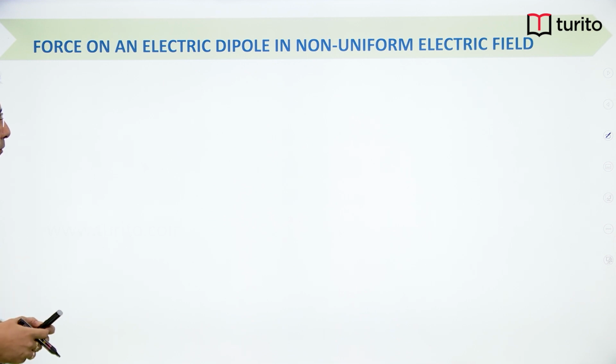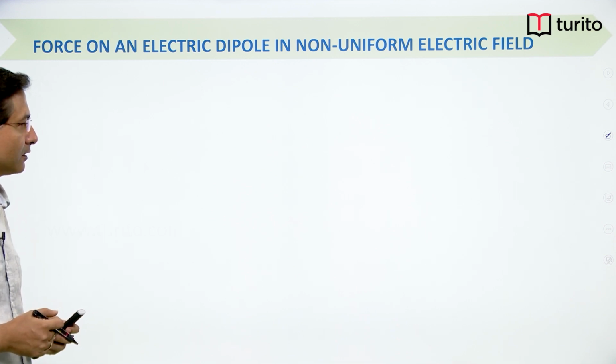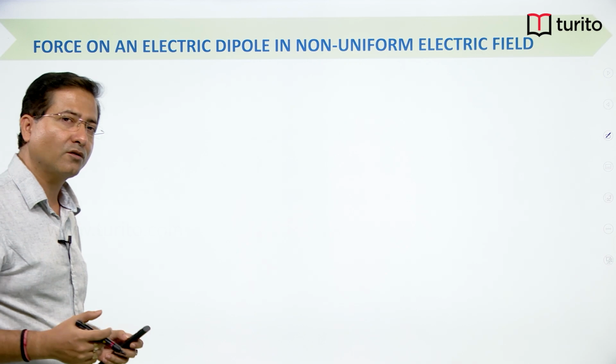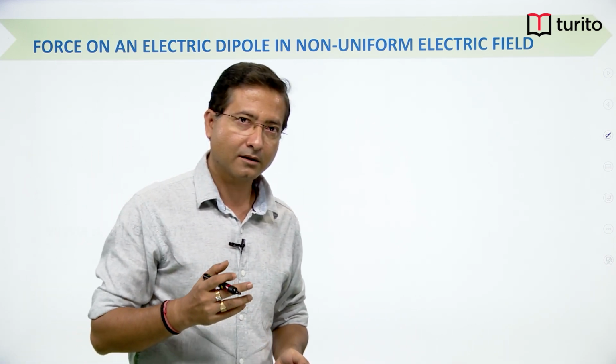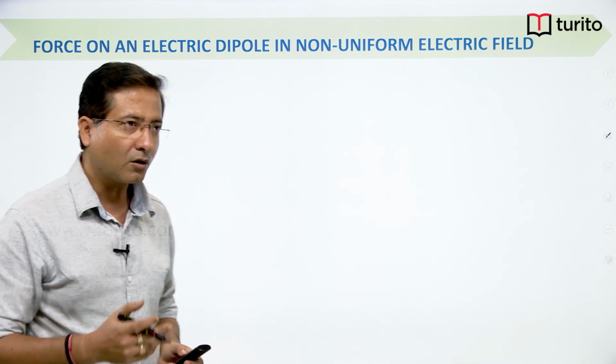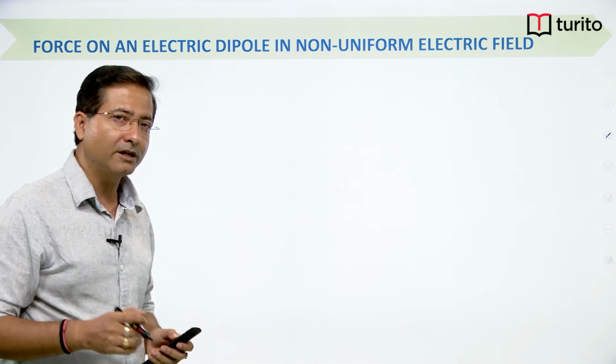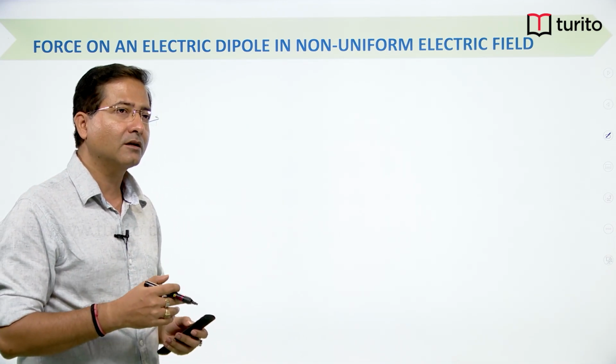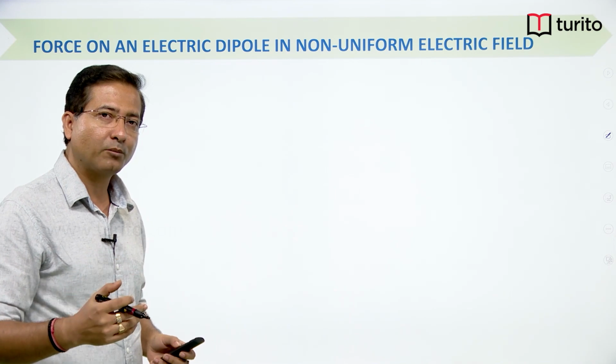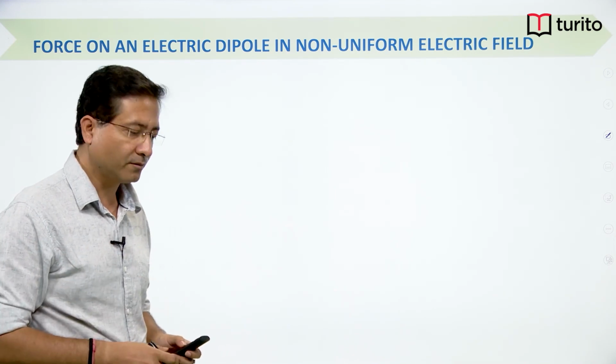force on electric dipole in non-uniform electric field. When a dipole is placed in a uniform electric field, it experiences zero force, but the torque it experiences may depend on its orientation. So depending on the orientation, torque on the dipole might be zero, or maybe non-zero.